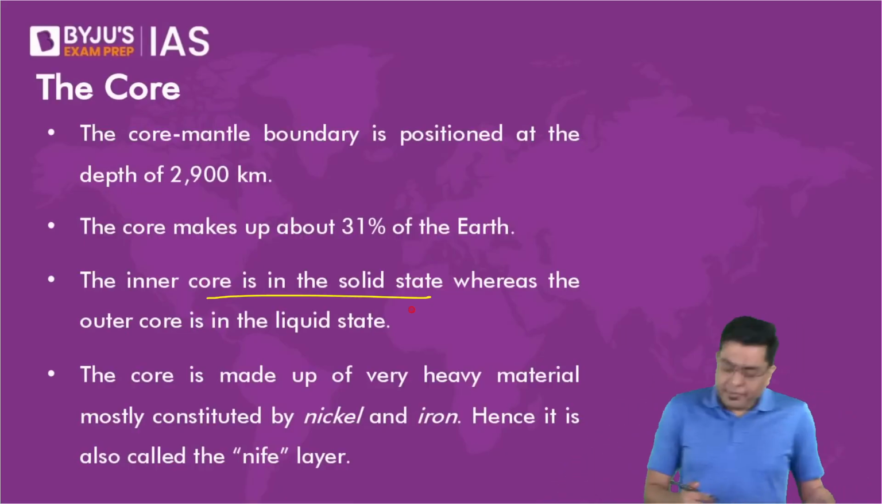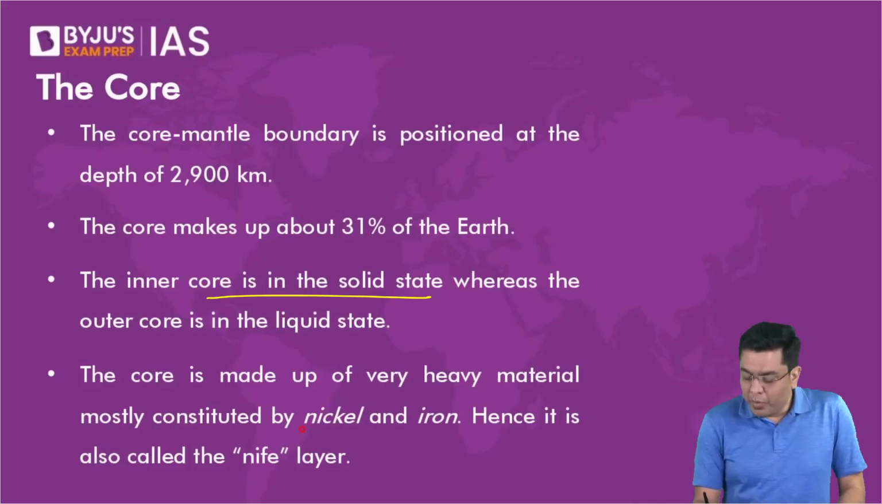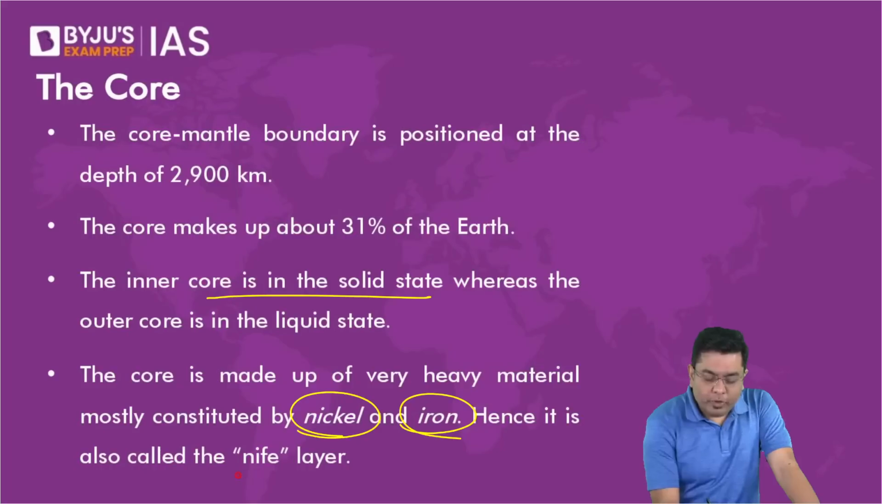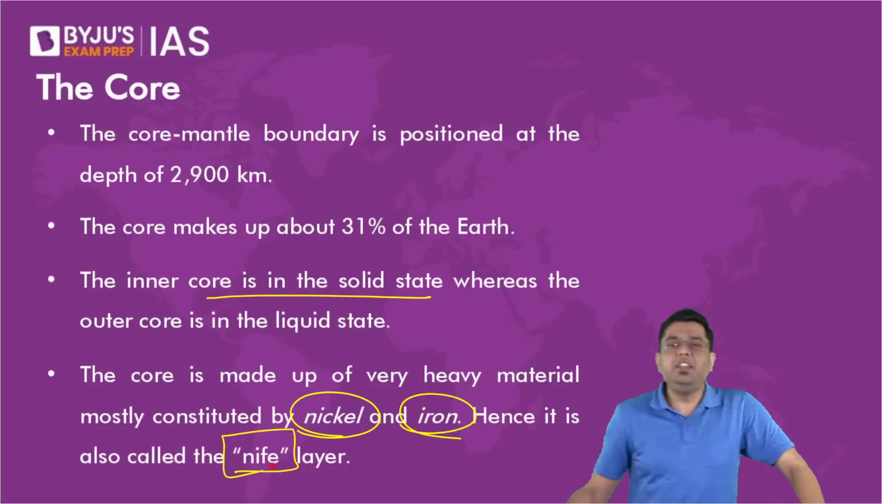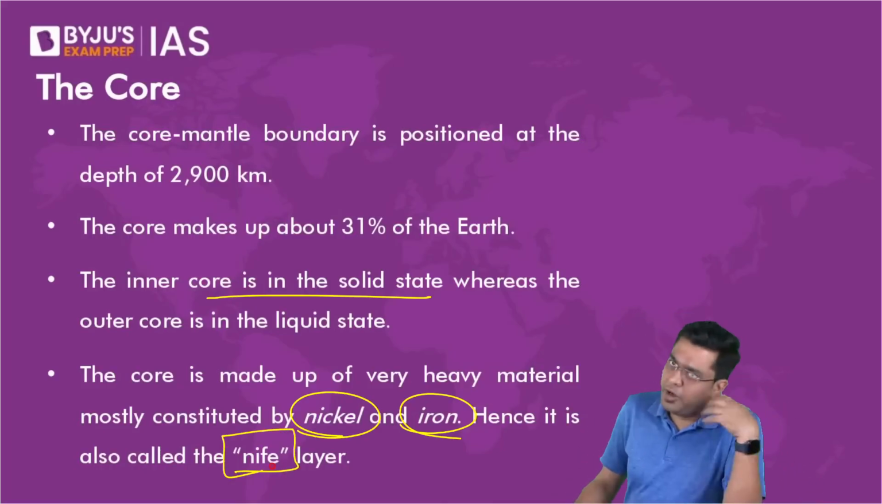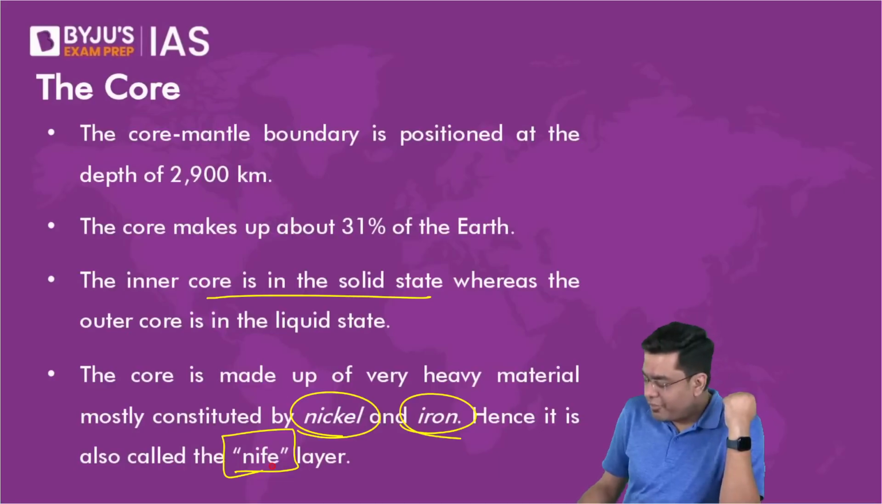And core is made up of very heavy materials, mostly constituted by nickel and iron, and hence it is also what is referred to as the Nife layer. Ni stands for nickel, Fe stands for iron. Hence it is referred to as the Nife layer.